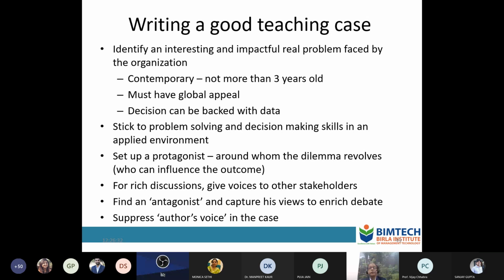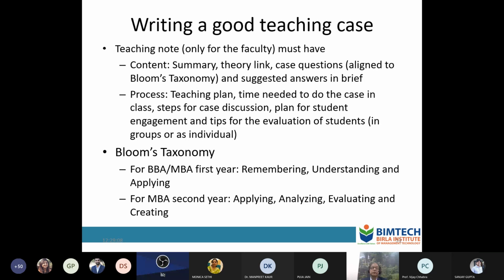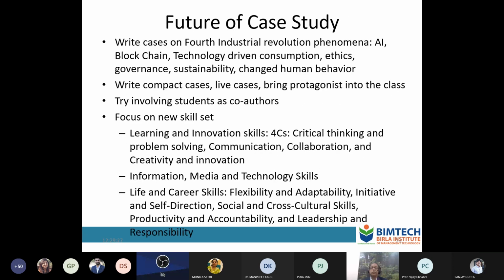So this is a repetition of what I've discussed. Remember the example of Amazon or Walmart. On the future of case study, a case study must evolve on two fronts. Because of the push of digital-physical merging, blockchain, AI, technology-driven ethics, governance, sustainability, and changed consumption, all these things are coming into MBA knowledge. So there should be cases written on these.